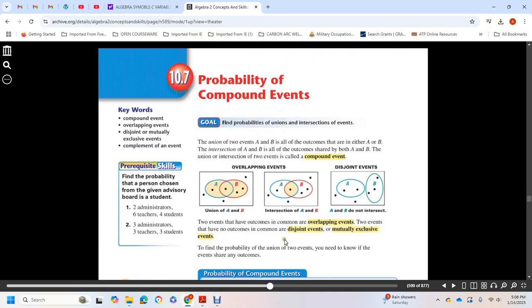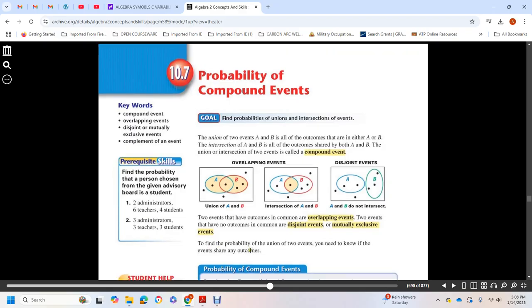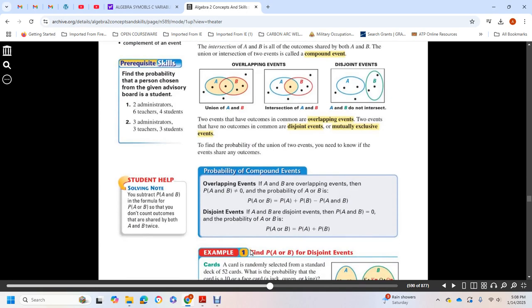To find the probability of the union of two events, you need to know whether the events share any outcomes. Overlapping events: if A and B are overlapping events, the probability of A and B is not equal to 0. The probability of A or B is equal to the probability of A plus the probability of B minus the probability of A and B. Disjoint events: if A and B are disjoint events, the probability of A and B is equal to 0, and the probability of A or B is equal to the probability of A plus the probability of B.